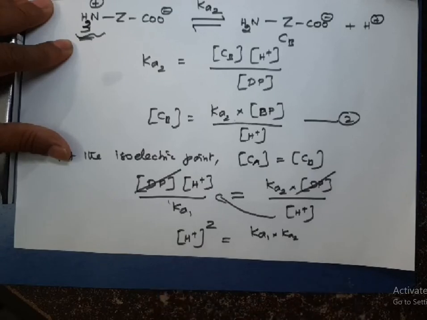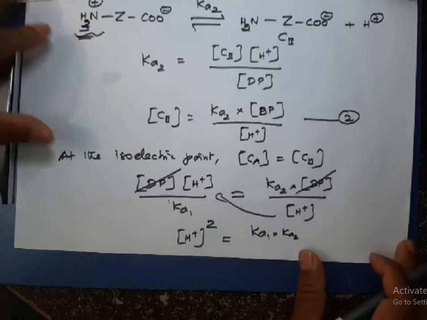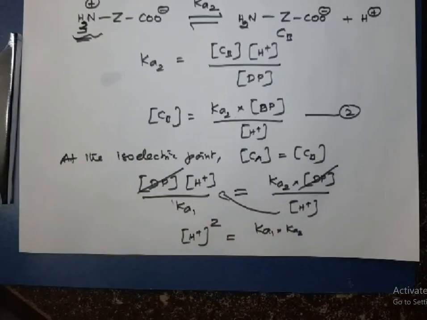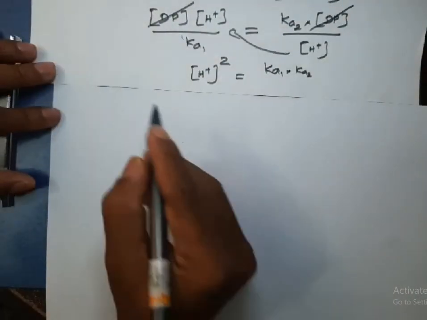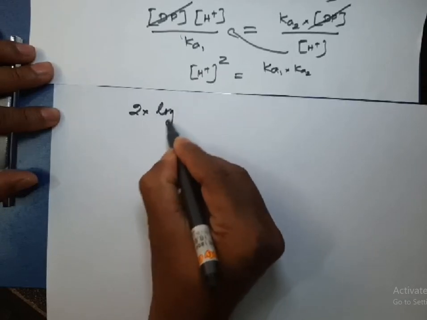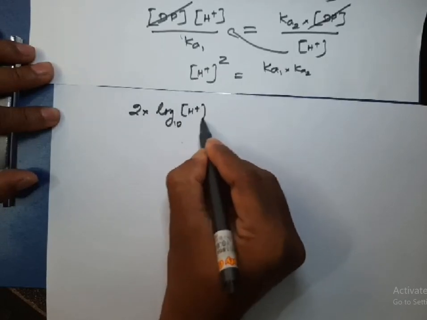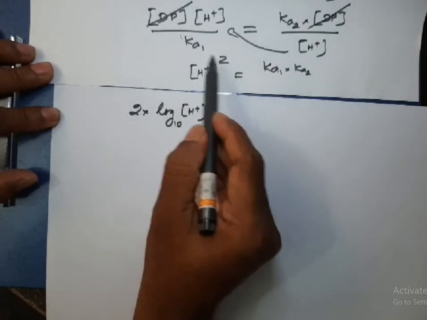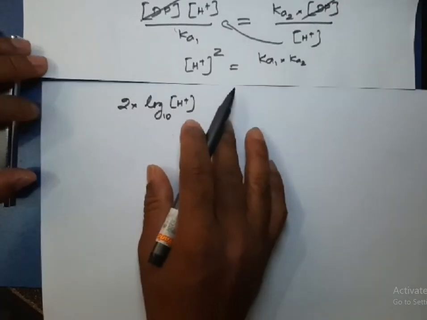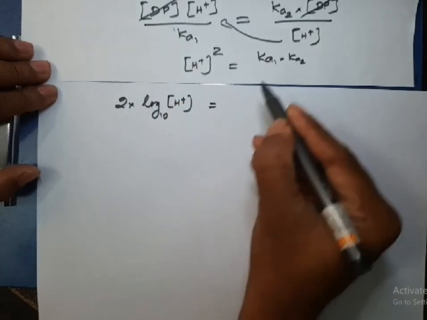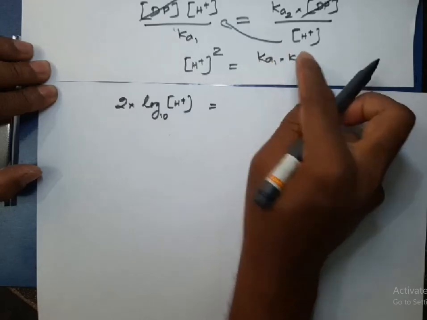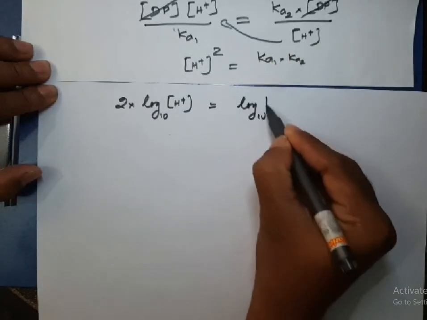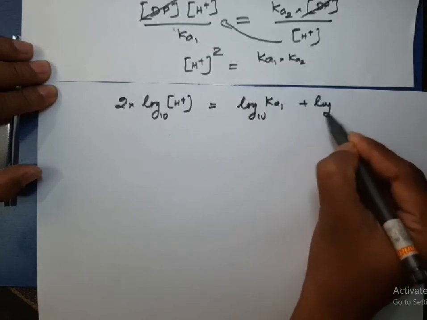This is the only relation we have now. I'll take the logarithm on both sides. Students, if you find any difficulty, please tell me. If I take the logarithm, I'll get 2 times log base 10 of the concentration of H+. If I take log, that power will come in front; it's a logarithmic rule. So 2 times log H+. And on the other side, the logarithm of a times b can be written as log a plus log b, so log Ka1 plus log Ka2.